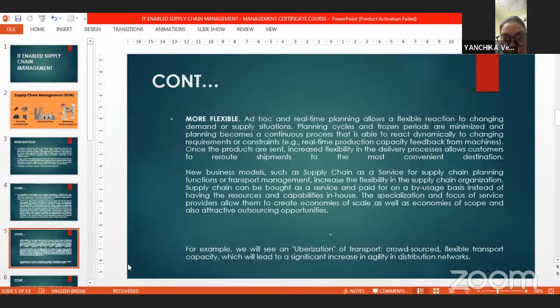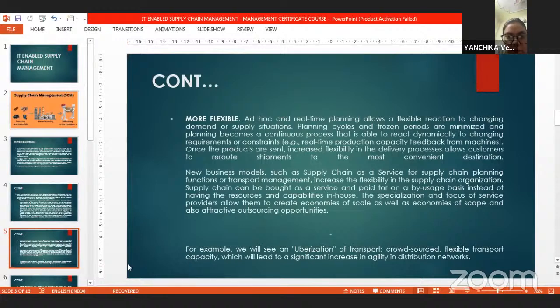Example, real-time production capacity feedback from machines once the products are sent. Increased flexibility in the delivery processes allows customers to reroute shipments to the most convenient destination. New business models such as supply chain as a service for supply chain planning functions or transport management increase the flexibility in the supply chain organization.